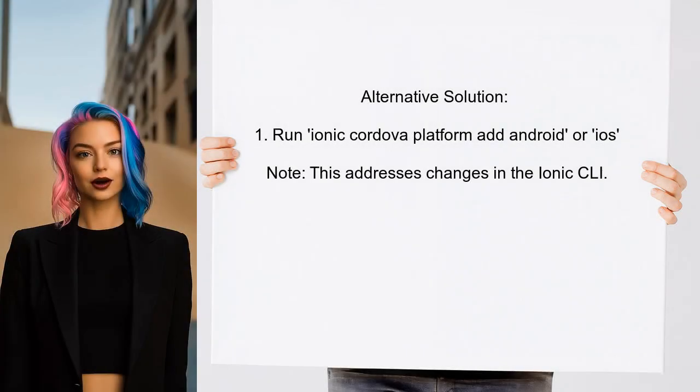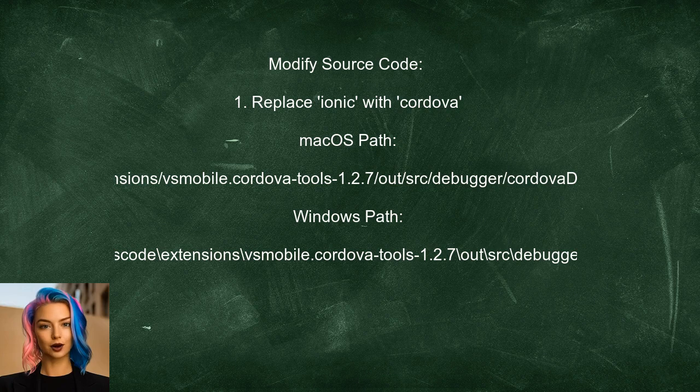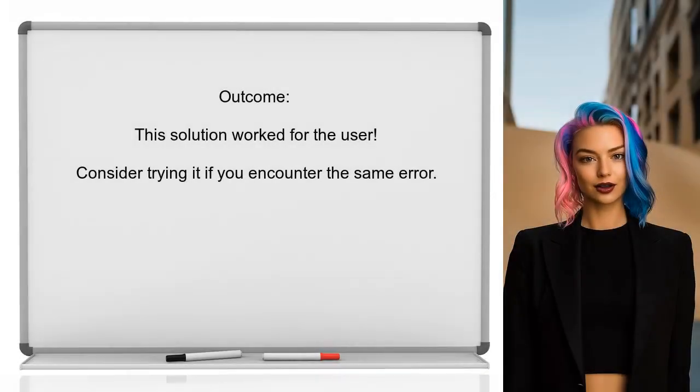An alternative solution comes from a user who faced the same ENOENT error. They found that the issue was due to changes in the Ionic CLI. They suggest running the command ionic cordova platform add android or iOS to resolve it. The user also modified the source code of the plugin to replace ionic with cordova in the command functions. They provided file paths for both macOS and Windows users to locate the necessary code. This approach worked for the user, providing a potential fix for others experiencing the same issue.